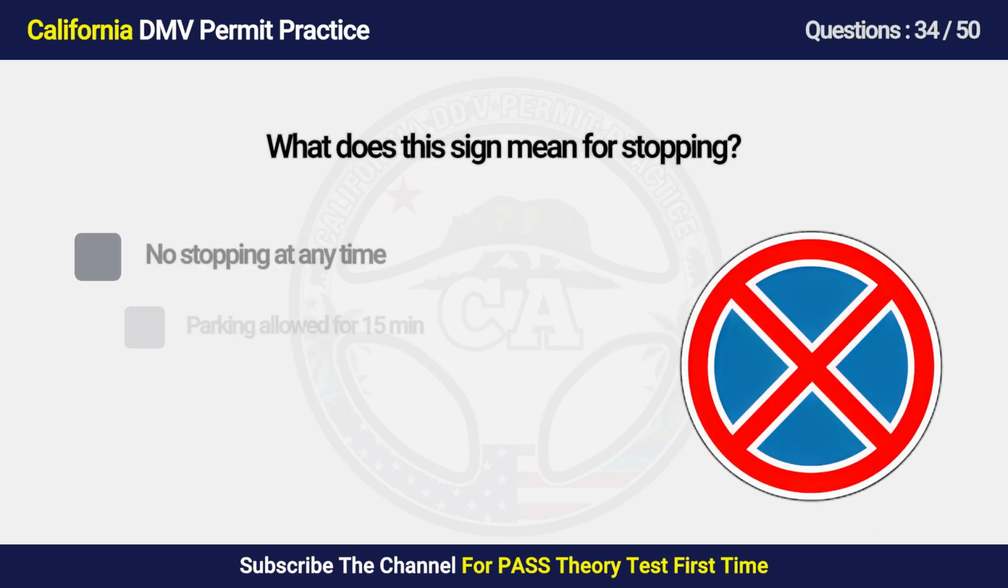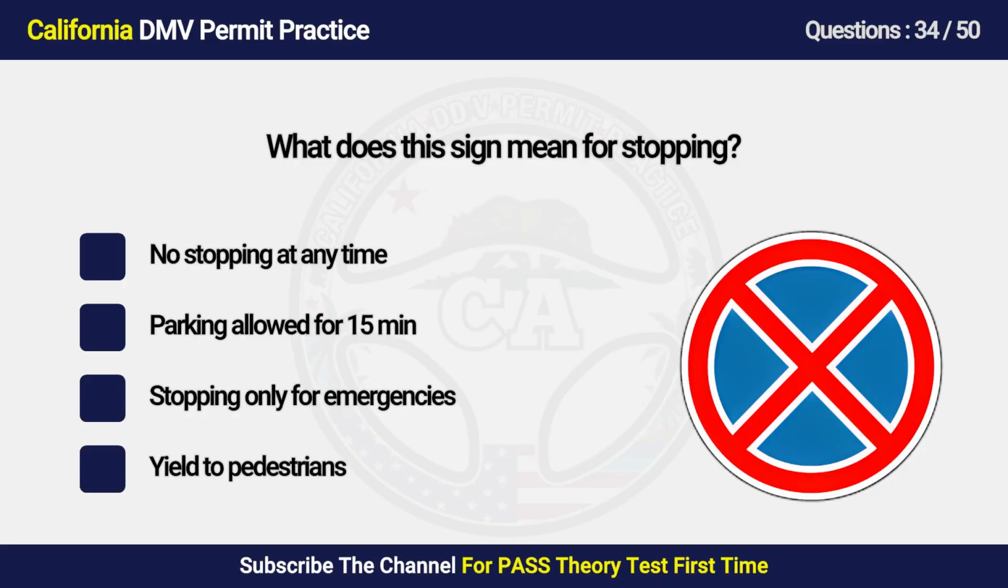Question 34. What does this sign mean for stopping? A. No stopping at any time. B. Parking allowed for 15 minutes. C. Stopping only for. D. Yield to pedestrians.